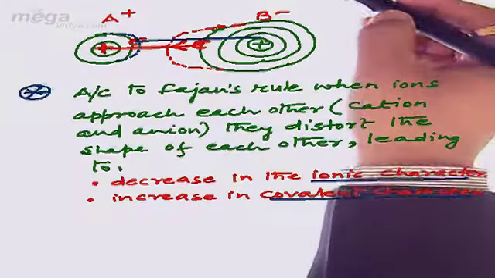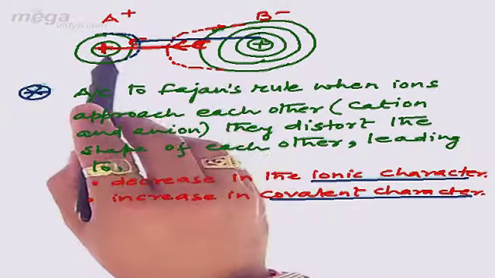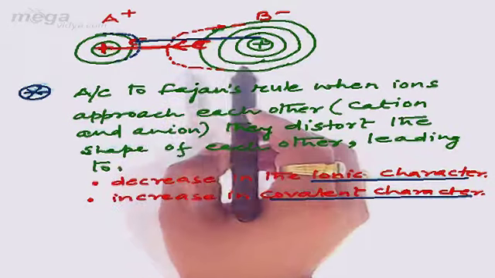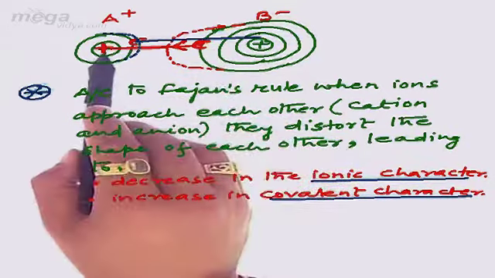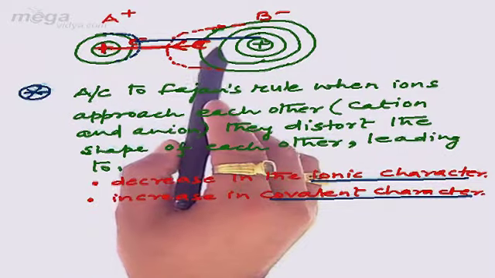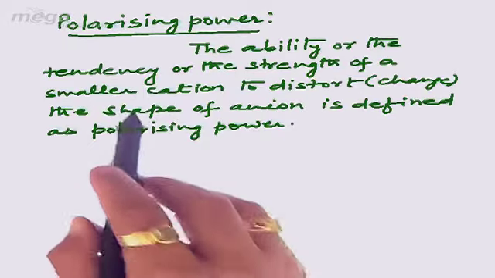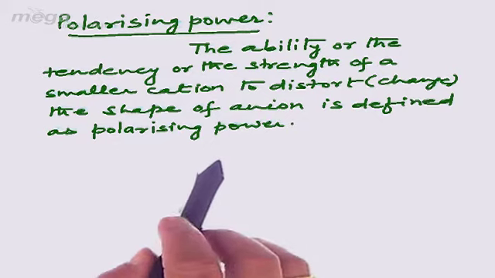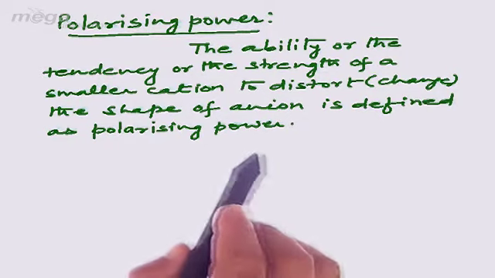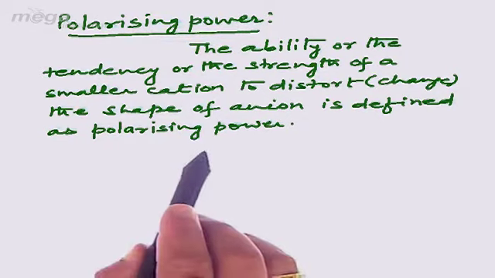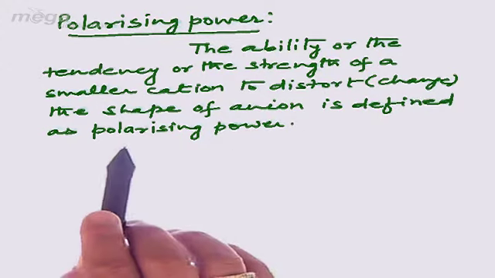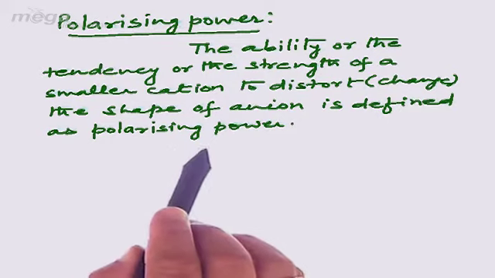Now, the next thing to remember: cation on approaching the anion starts distorting the size or the shape of the anion, and this distortion made by the cation to the anion is called polarizing power. We can define polarizing power as follows: when ions approach each other, the smaller cation tries to distort or change the shape of the larger anion, and the power, tendency or ability of the cation to distort or change the shape of the anion is called polarizing power.